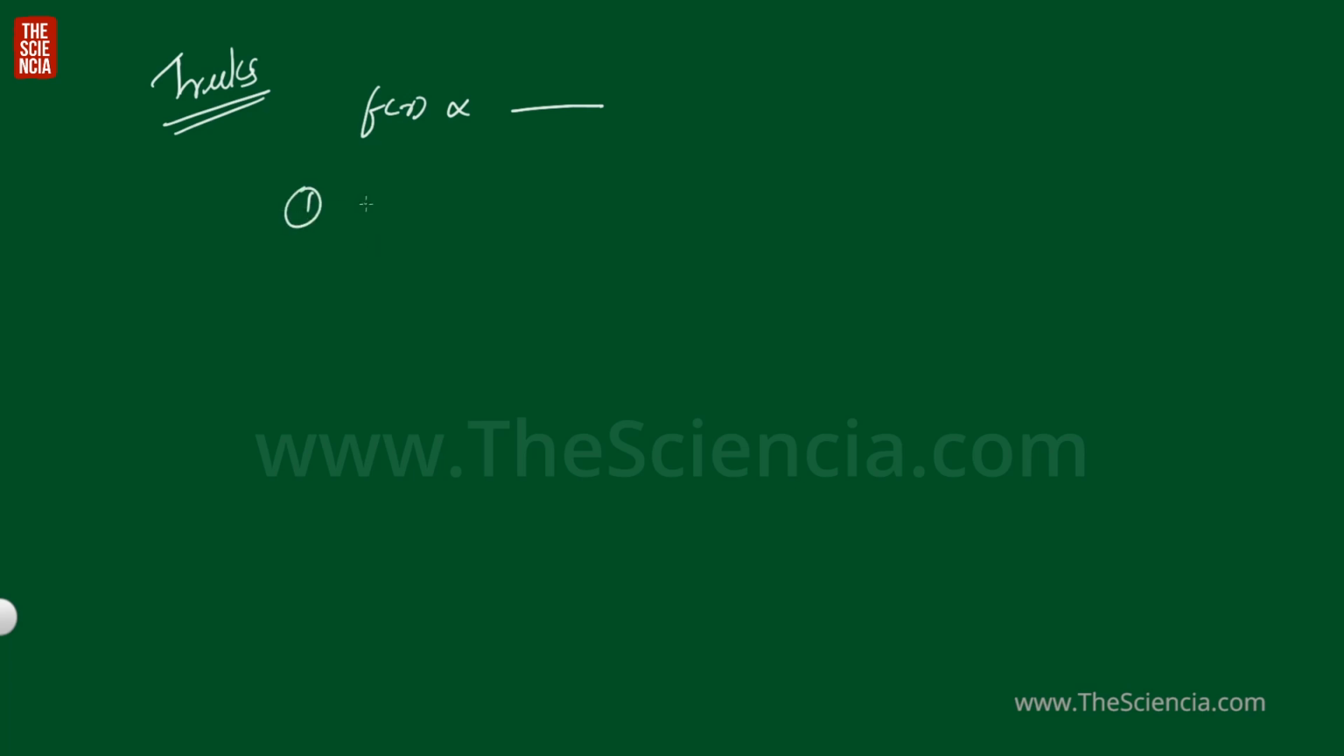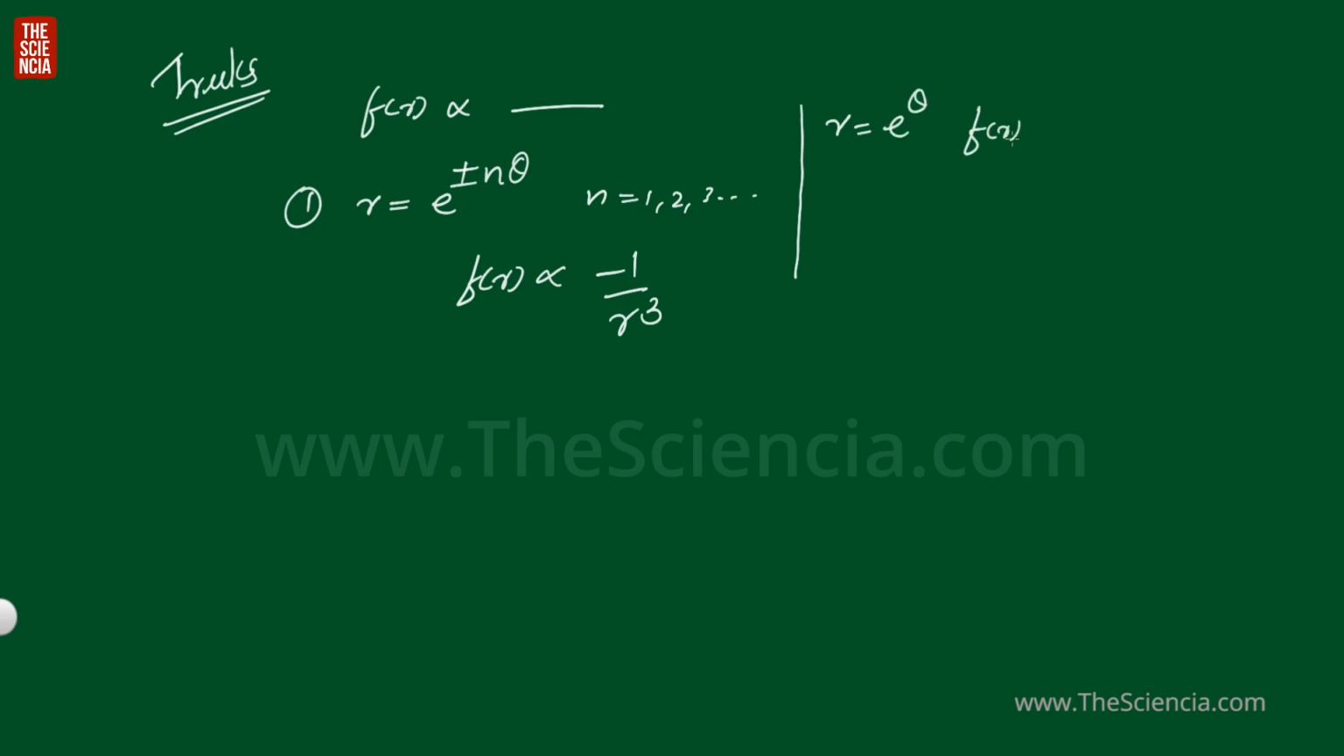First trick: if the given trajectory is r equal to e raised to plus or minus n theta, n may be any value 1, 2, 3, etc., then by solving the differential equation for the orbit, you get f of r proportional to minus 1 by r cube. This is always true. For example, in the earlier example problem, I told you the trajectory is r equal to e raised to theta. And what do we get for f of r? We got f of r equal to minus 2 m h square by r cube. See? It's proportional to 1 by r cube.